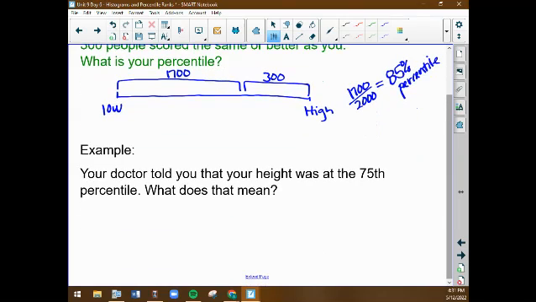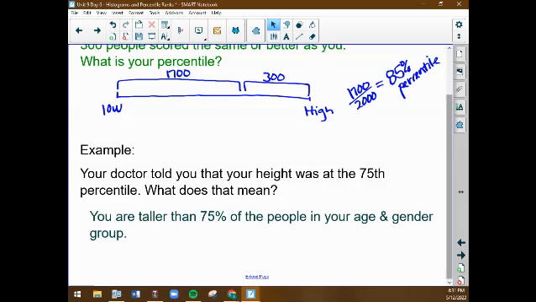Okay? So example 2, if your doctor tells you that your height was in the 75th percentile, what does that mean? That means that you are taller than 75% of the people in your age and gender group. You're in the 75th percentile, so 75% of the people are shorter than you.